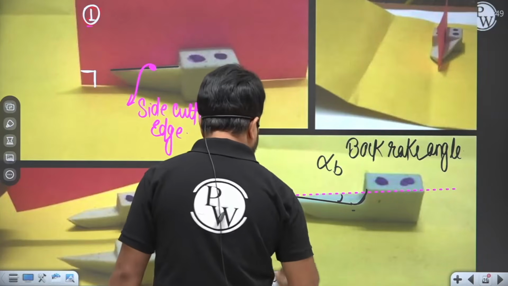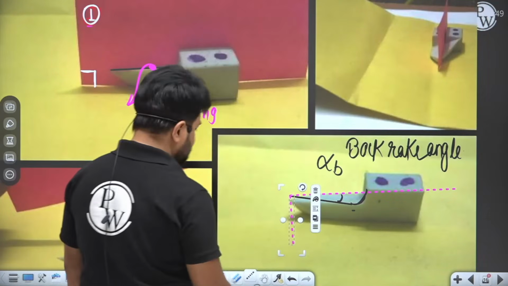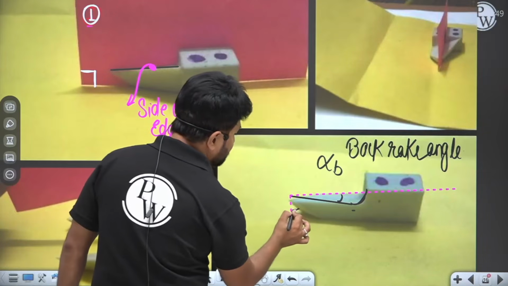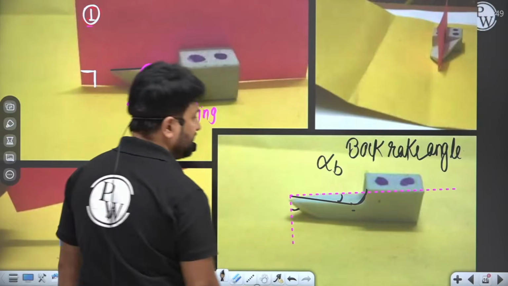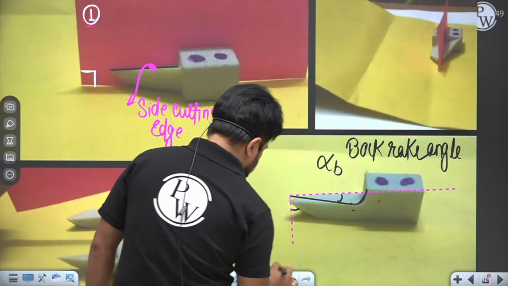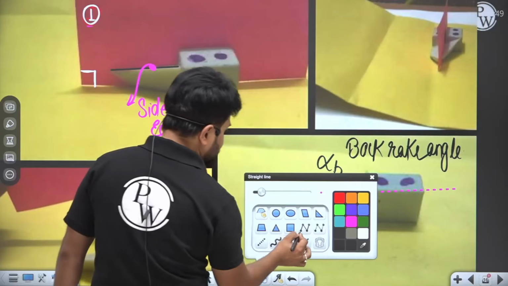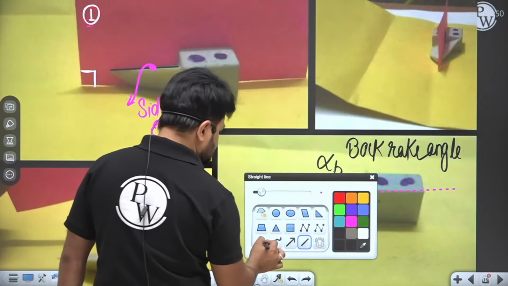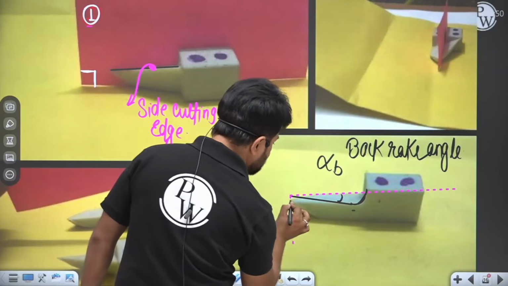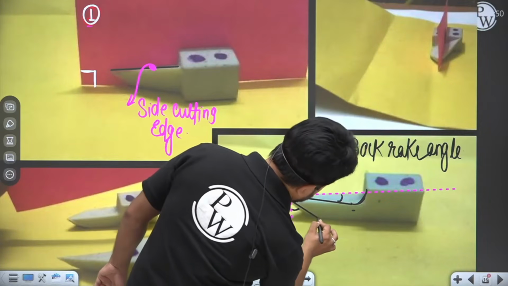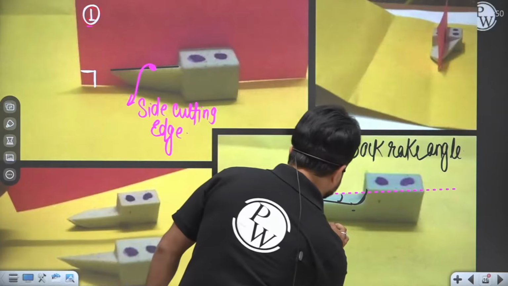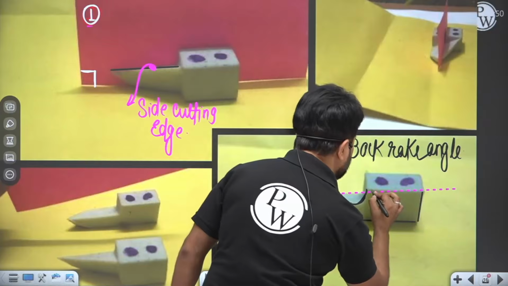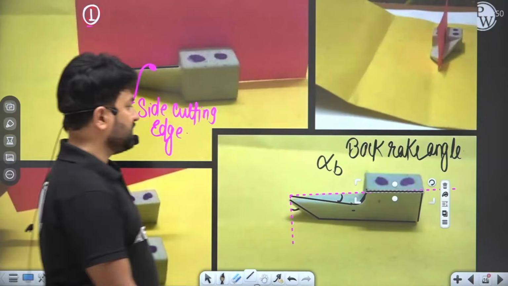Similarly, in this plane, if you see the inclination of the end flank, right? See, this is the end flank. Please look into the figure. This is the overall tool, right?